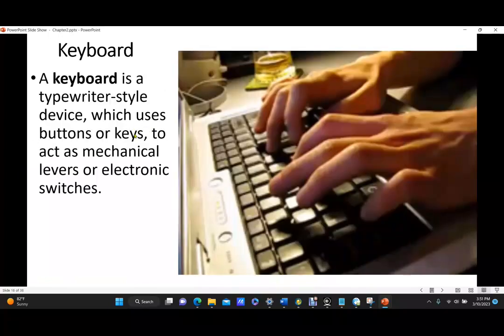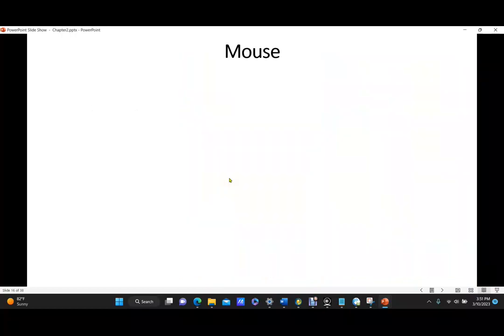The keyboard is a typewriter style device. It uses buttons or keys to act as mechanical levers or electronic switches.